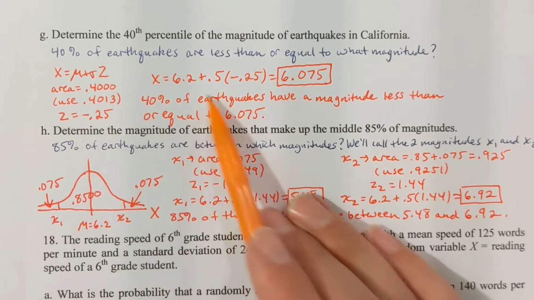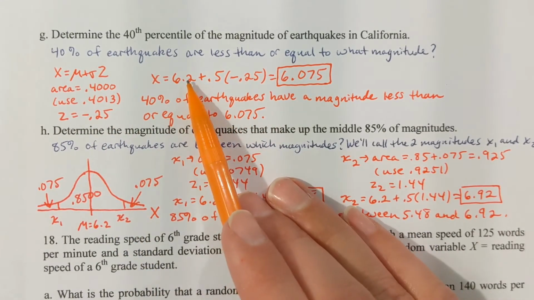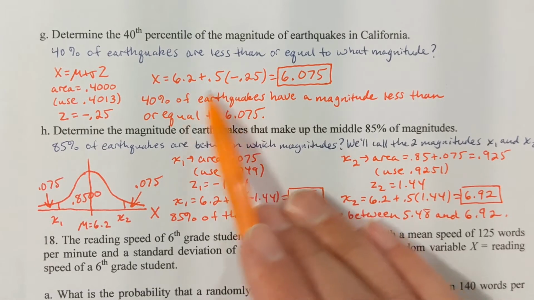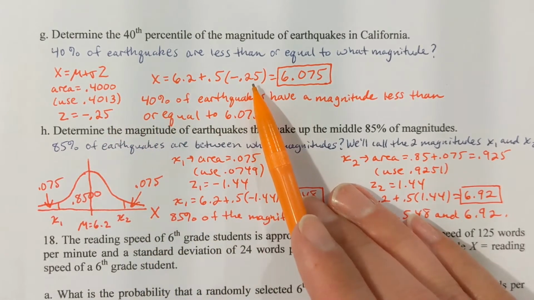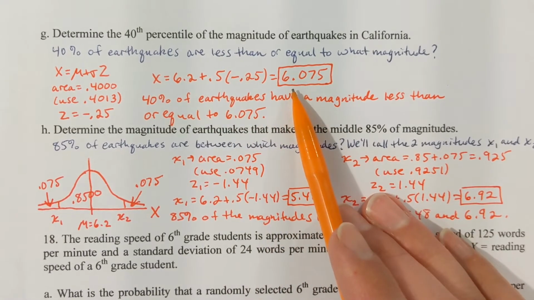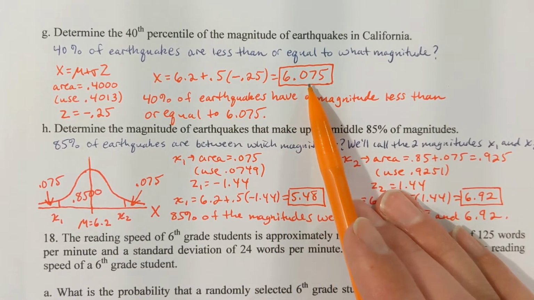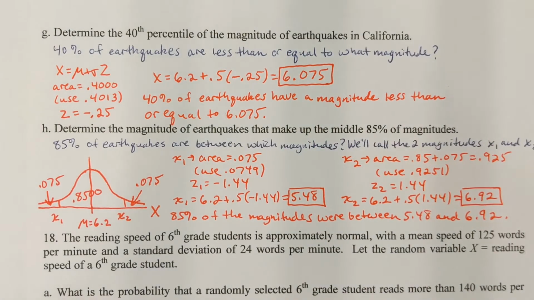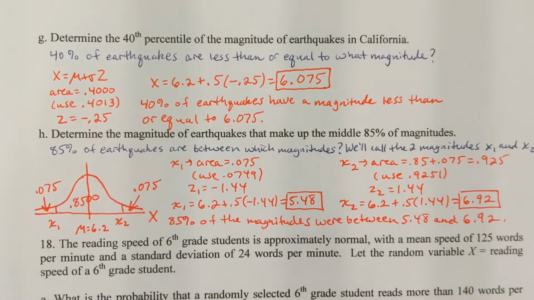I'm going to plug in my numbers now. X equals mu plus sigma times Z. Mu is 6.2. Sigma is 0.5. The Z-score, we just looked that number up. It's negative 0.25. When you simplify, looks like I'm getting 6.075 as the answer. That'd be the 40th percentile rank. The interpretation of that then would be to say that 40% of earthquakes have a magnitude that is less than or equal to 6.075 on the Richter scale.